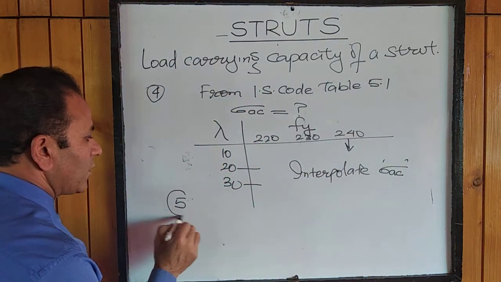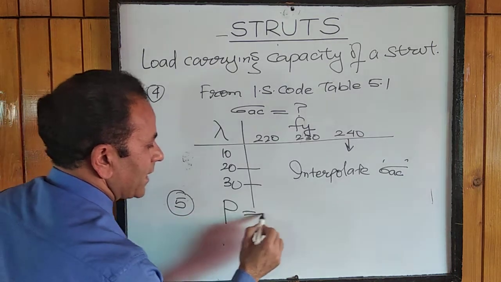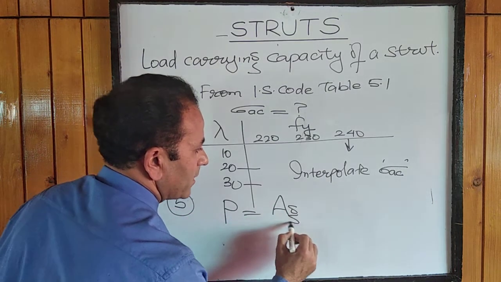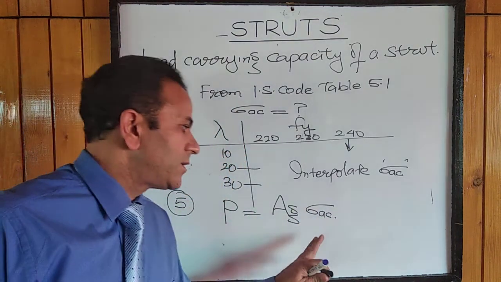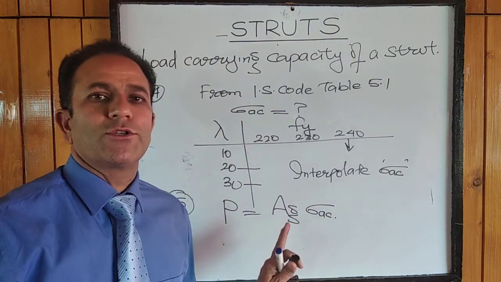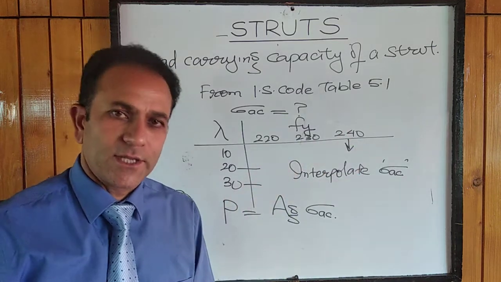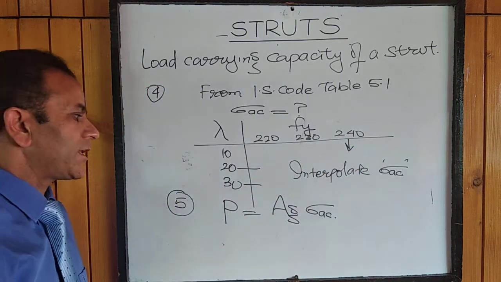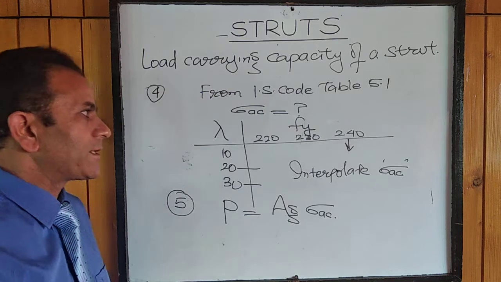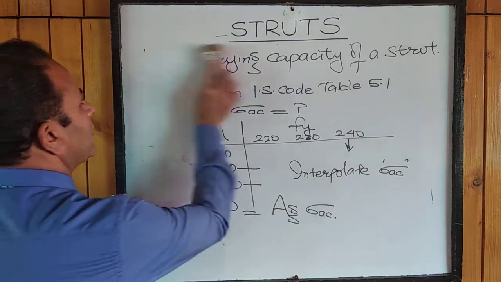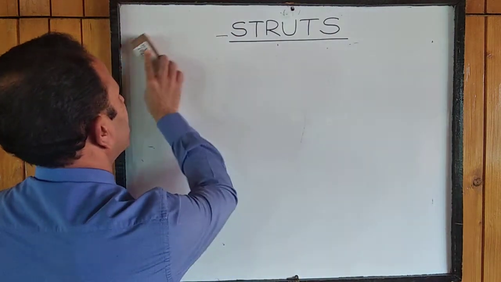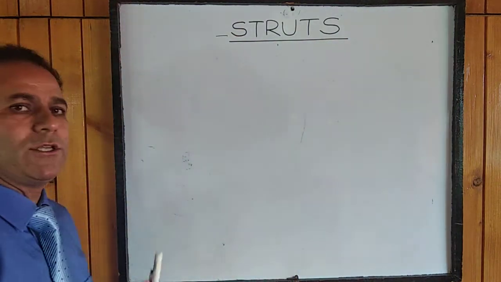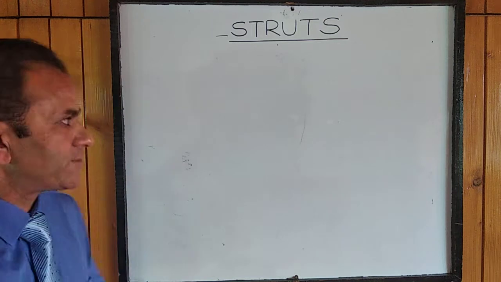Then we'll find out the load carrying capacity of the strut as the gross area of the member multiplied by sigma AC. Here we'll have to see whether sigma AC is to be taken full or if it is to be reduced as per the condition given. Multiplying it with the gross area will give us the load carrying capacity of the strut. So it depends upon the member, the connectivity of the members and the end connection as well.